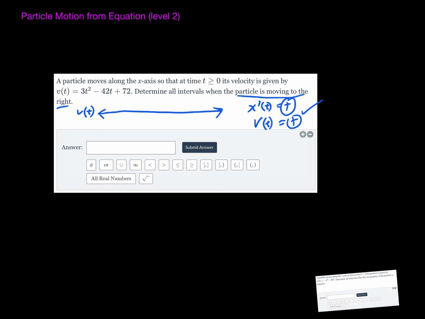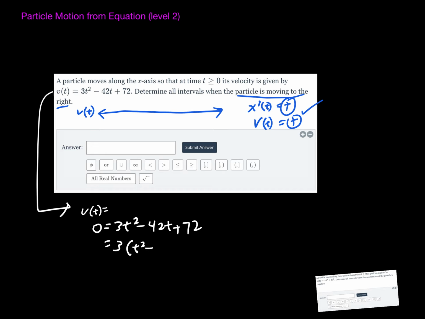So let's figure out, when does this velocity function, v of t, equal 0? It's 3t squared minus 42t plus 72. I'm going to take out the 3 to make our numbers a little bit smaller, and 42 divided by 3 comes out to be 14. And 72 divided by 3, that is 24. Just to make our numbers smaller, and the 0 divided by 3 is 0.